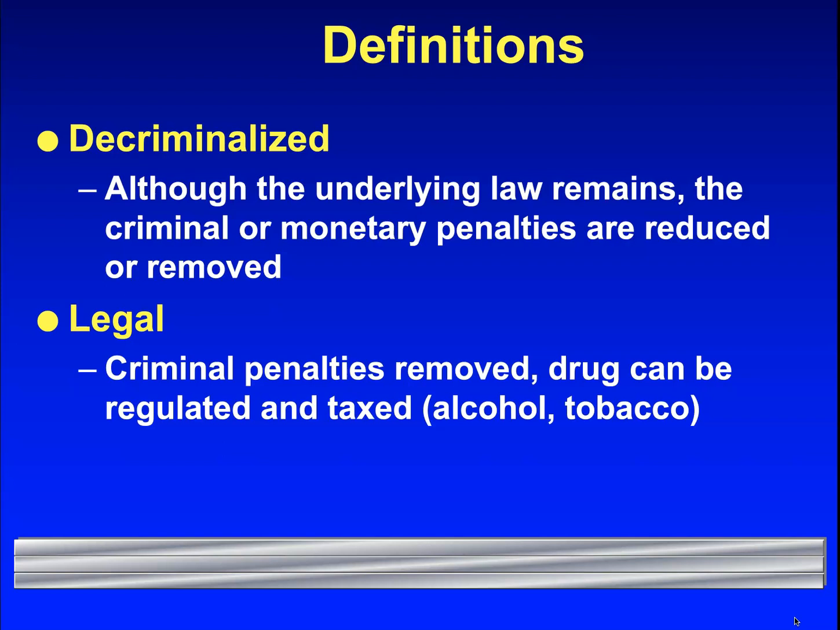If something is legalized, then the criminal penalties are removed and the drug can be regulated and taxed. So that's going to be a source of income. Alcohol and tobacco are legal. They're regulated. You have to be a certain age to get it. And they are taxed heavily. And they're safer. You don't see people really setting up moonshine stills in their backyard. You don't see people growing their own tobacco because it's easier.